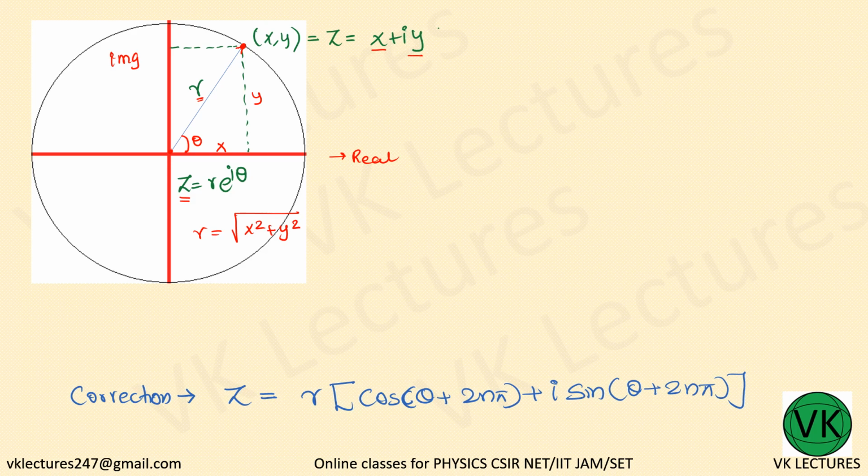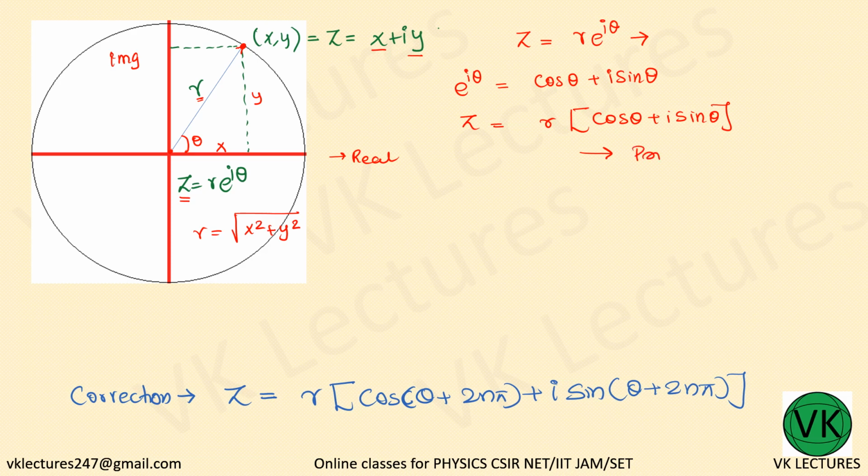Now in polar coordinates, as we have said, z is equal to r e to the power i theta. If you convert, e to the power i theta equals cos theta plus i sin theta, so we can write z equal to r times cos theta plus i sin theta. Now this value is called the principal value.